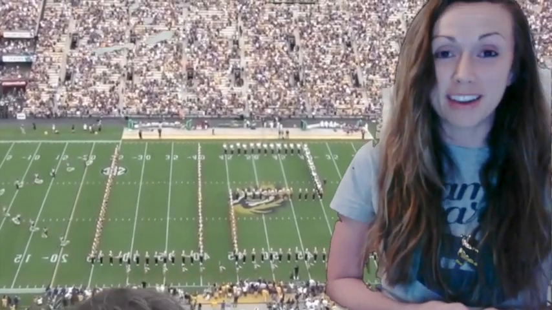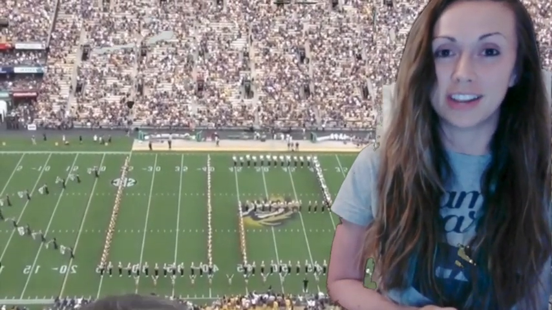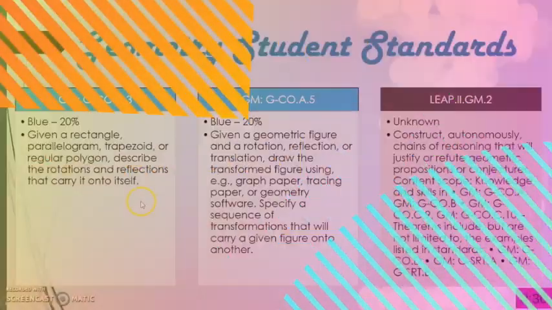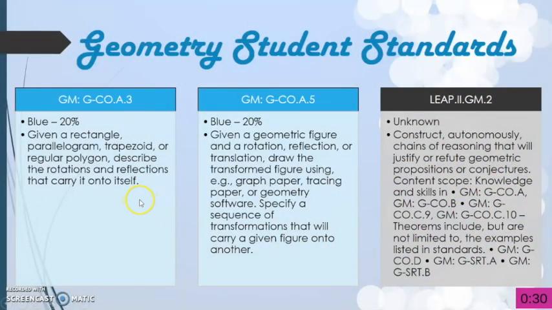So let's talk about how transformations occur in the coordinate plane. Here are your standards that we will be addressing in today's lesson. The second standard is really the main one: given a geometric figure and a rotation, reflection, or translation, draw the transformed figure using graph paper, tracing paper, or geometry software, and specify a sequence of transformations that will carry a given figure onto another.